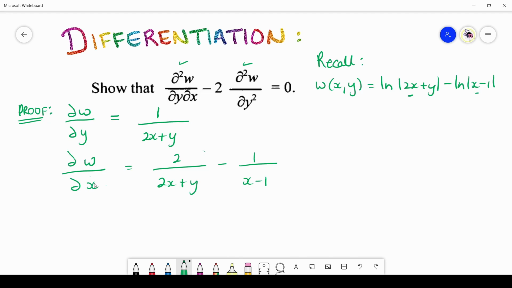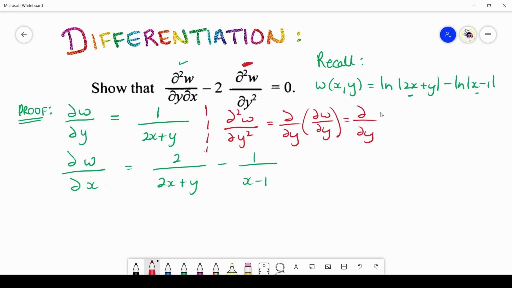So what else do we need to find? We need to find the second derivative of w with respect to y squared. We can get this value from this one here. I'll use some separation tabs here. All right. So I can find the second partial of w with respect to y squared by simply breaking that up into the partial with respect to y of the partial of w with respect to y, which is the same as the partial with respect to y of, what's dw dy? We found it to be 1 on 2x plus y. So it looks like we're going to have to use the quotient rule here, where you're going to have that numerator on top being u, and we're going to have that being v.